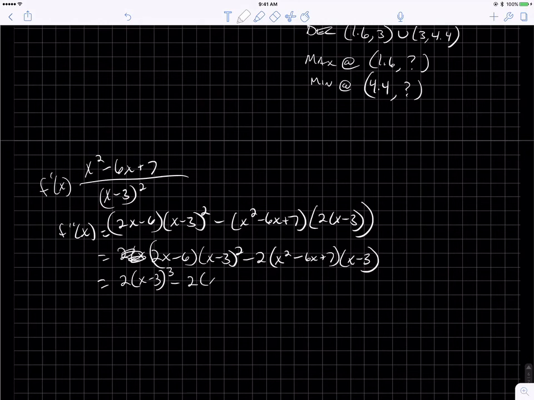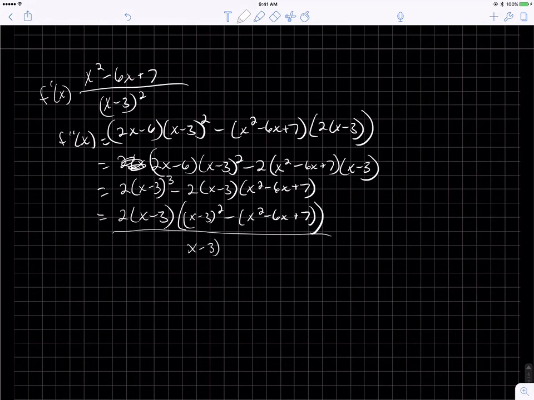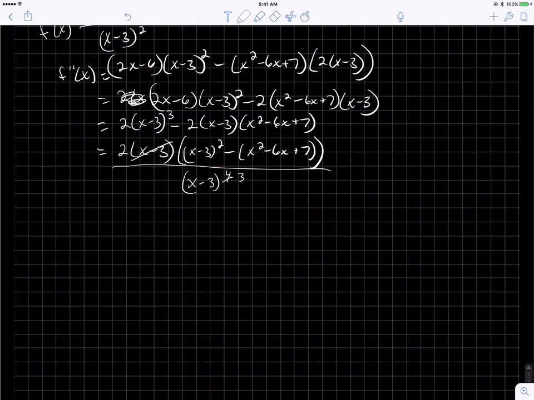Minus 2 times x minus 3. I'm just switching the order over here. x squared minus 6x plus 7. So now I can common factor out a 2 times an x minus 3 and get x minus 3 squared minus x squared minus 6x plus 7. That's all the numerator, so that's all over x minus 3 squared squared. This guy will cancel with one of those guys. I'm going to simplify inside the parentheses. So x minus 3 squared is going to be x squared minus 6x plus 9 minus x squared plus 6x minus 7.